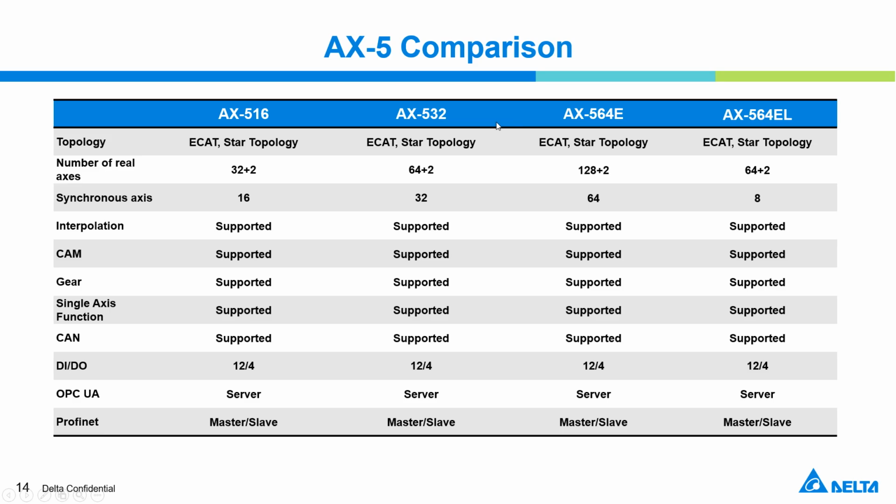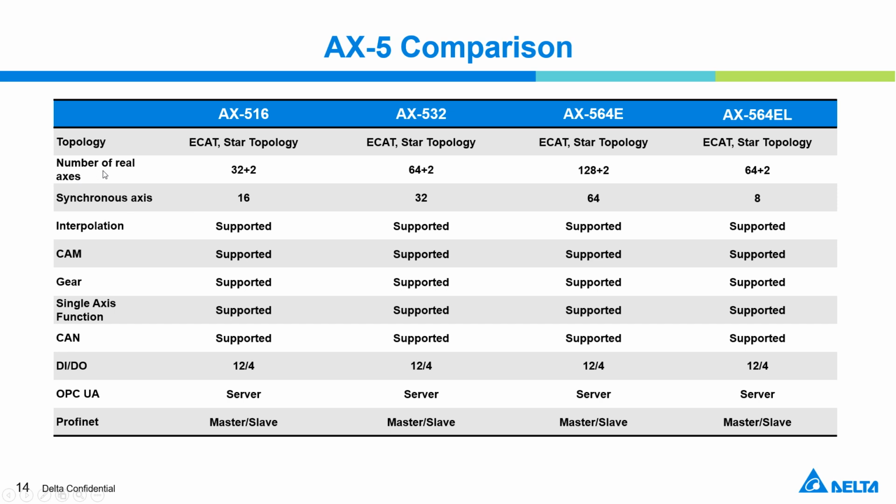Okay, next is the X5 different module comparison, and you can see that we have the 516, 33, 64E, and 64EL. Here is what I mentioned before. EL just supports Delta motion control light library.